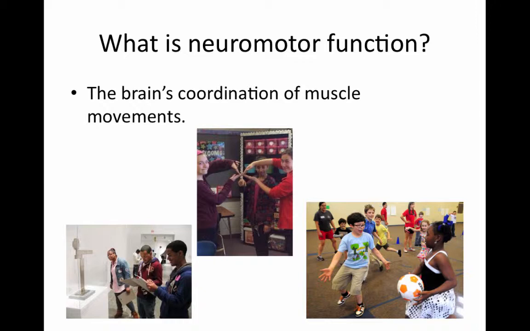Neuromotor function is easy to think about and observe in certain kinds of activities. For example, playing with balls in a physical education class. But it also operates to support or constrain participation in other kinds of activities, such as demonstrating concepts through motion, which you see here in this middle picture, or creating drawings or writing to respond to ideas, artifacts, or topics of study.